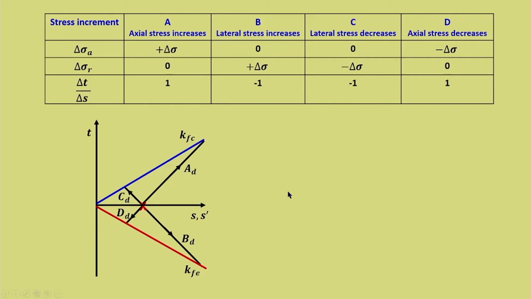Now, we have drawn the drained stress path. What about the undrained stress path? We have already seen that the undrained stress path is basically governed by the A value, and whatever the condition, the expression remains the same. So, this is a typical undrained stress path, and depending upon the A value, the effective stress path would either shift towards left or towards right.